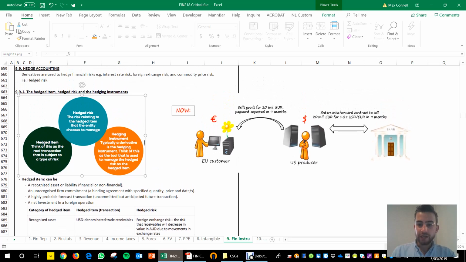So that's what hedge accounting does. It actually allows you to offset that gain against this loss in the P&L or vice versa. Now, you don't have to apply hedge accounting, and of course, if you don't satisfy the criteria for hedge accounting, you can't apply it.